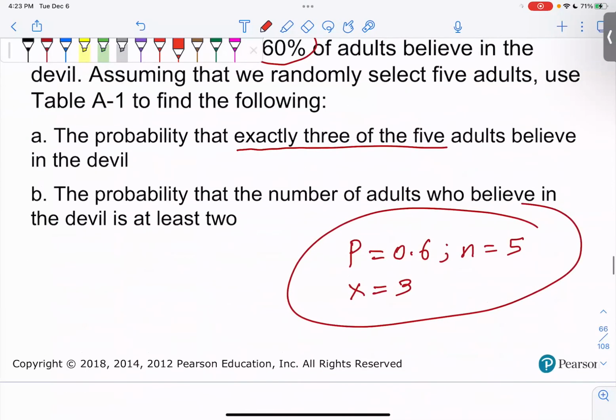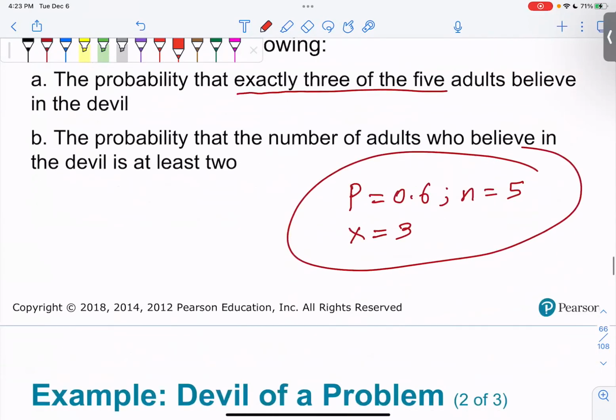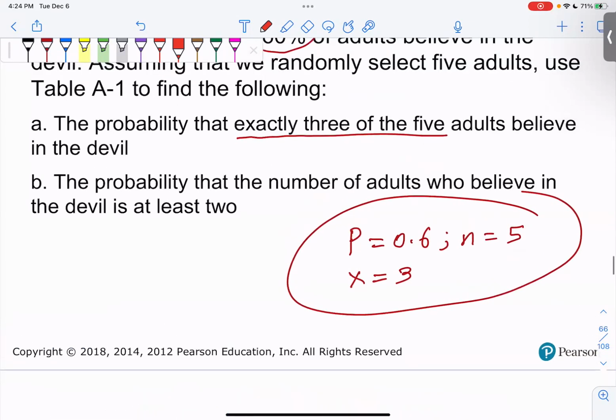So this is just a screenshot from the binomial distribution table. We need 3 things: p, which is the probability of success, n, the number of trials, and x, which is the number of what we are interested in, how many successes in n trials. What we are interested in is that the adults believe in devils, right? So the number of adults who believe in devils is x.